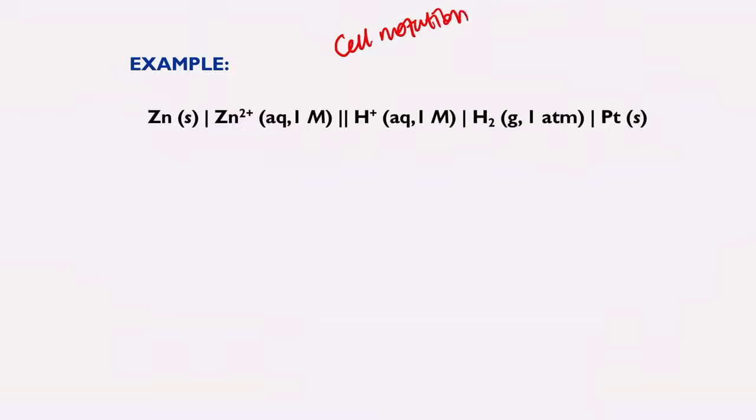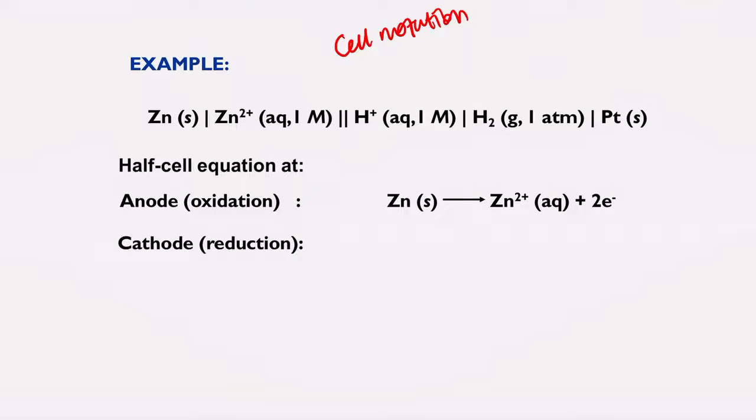Okay, so you write the cell notation. That means that you can know what is undergoing oxidation, what is undergoing reduction. Okay, how do we know this? You know that your SHE is more positive, apa kedudukan dia dalam SRP. Okay, so dia act as cathode.